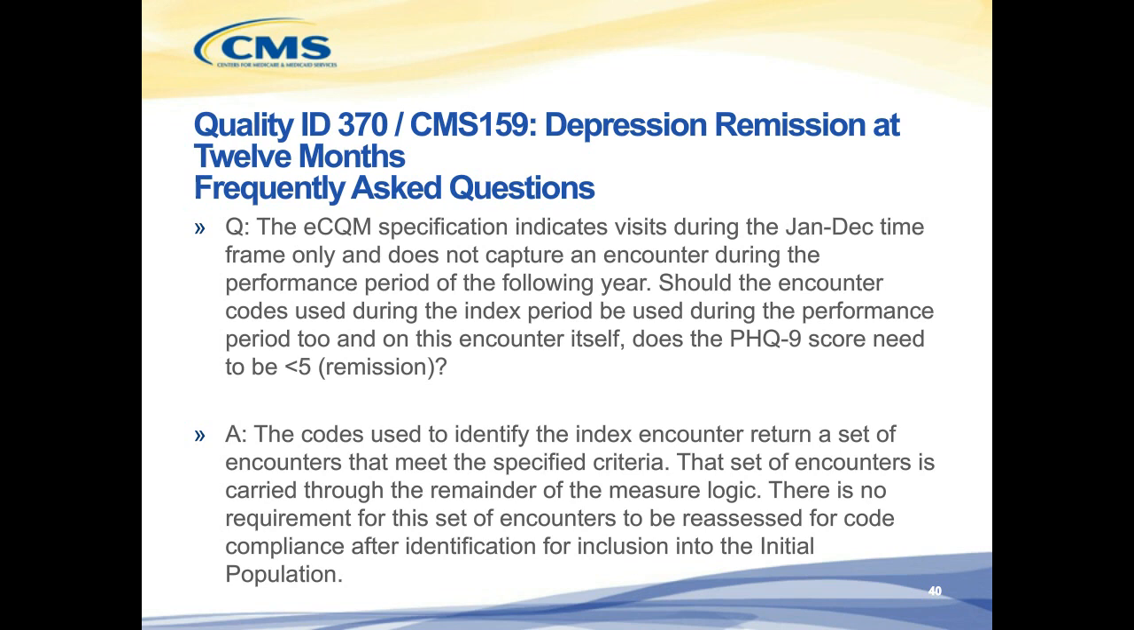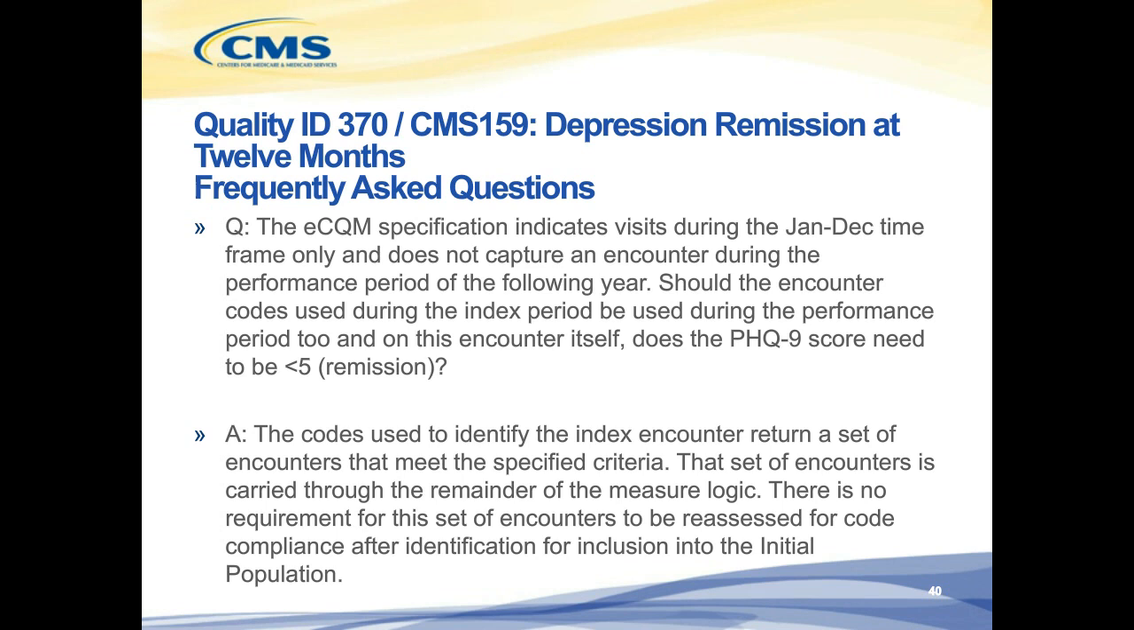Essentially, the codes used to identify the index encounter return a set of encounters that meet the specified criteria. That set of encounters is carried through the remainder of the measure logic. There is no requirement for this set of encounters to be reassessed for code compliance after identification for inclusion into the initial population. And I just wanted to clarify that the denominator identification period is the period in which eligible patients can have an index event.